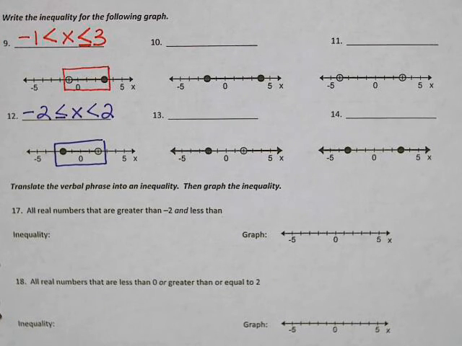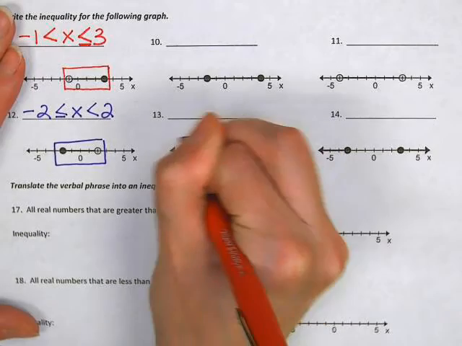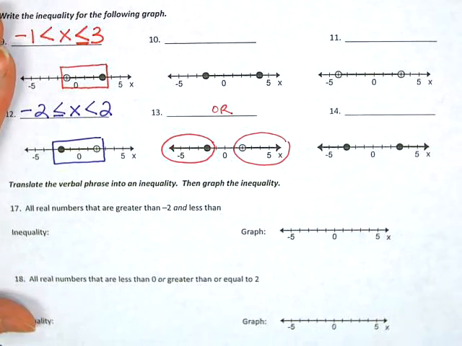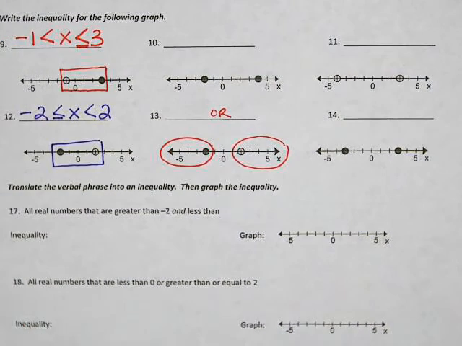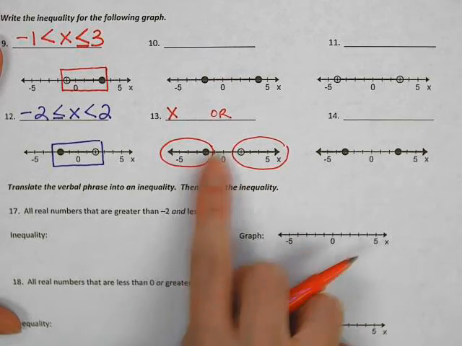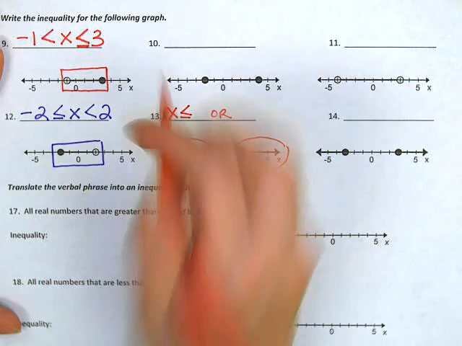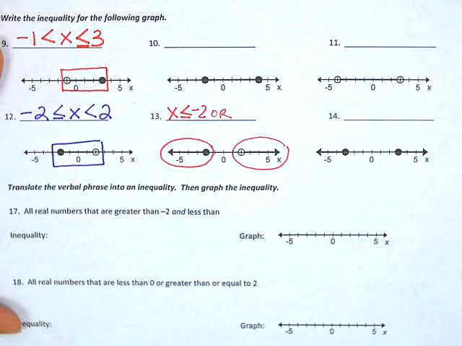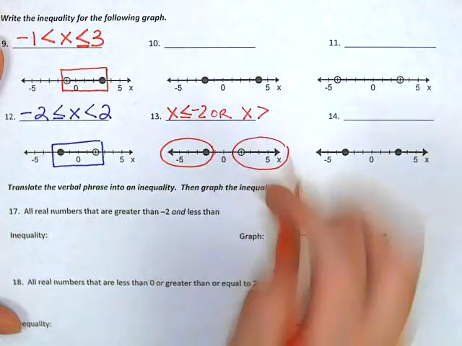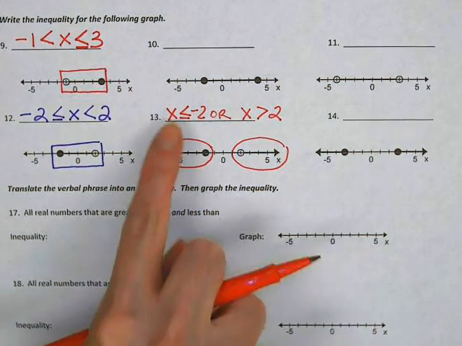All right, and then let's try a couple ors. Number 13 looks like an or, right? We got one here and here. And for the ors, you write two separate inequalities separated by the word or. Okay, so this one is x is left, so less than or equal to -2. And then the other one is x is greater than +2. Okay, so for the ors, you just write them separate. Always write the x first.